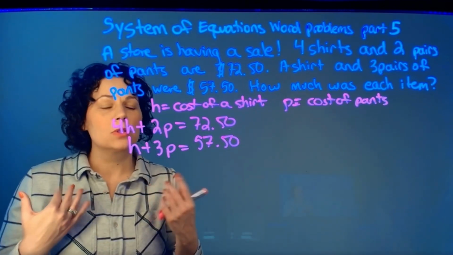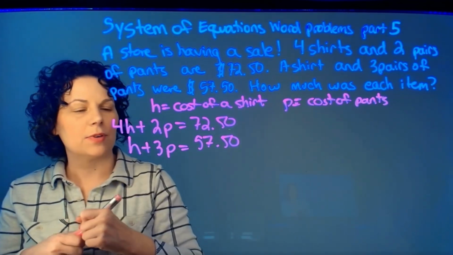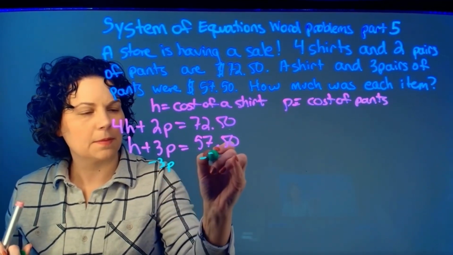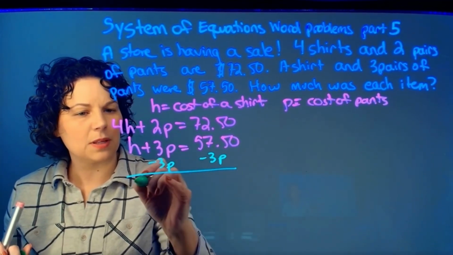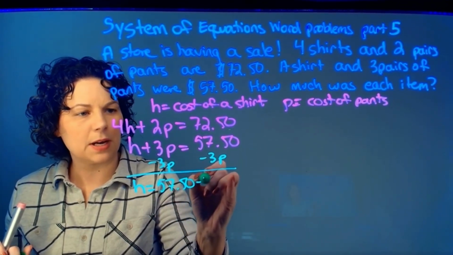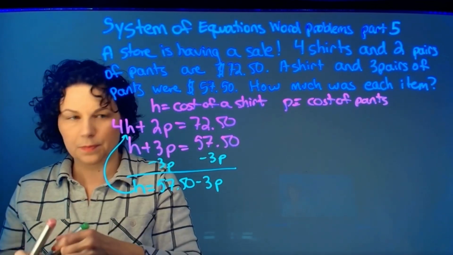I could do substitution if I rearrange it a little bit. I think I'm going to do that. I'm going to get H by itself. Let's subtract 3P right here. And that will give me that H equals $57.50 minus 3P. Then I can take this and plug it in right there.